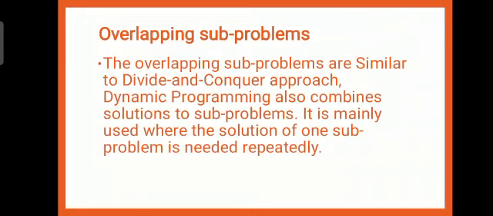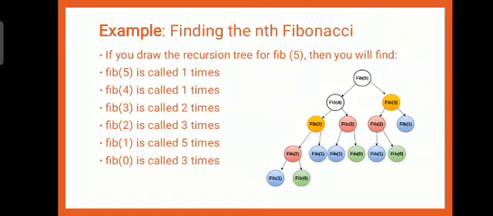Let us see overlapping subproblems. Overlapping subproblems are similar to the divide and conquer approach. This property can be used further to optimize the solutions using various techniques. Let us look at and check whether the following problems have overlapping subproblems or not. This is an example of finding the nth Fibonacci number.